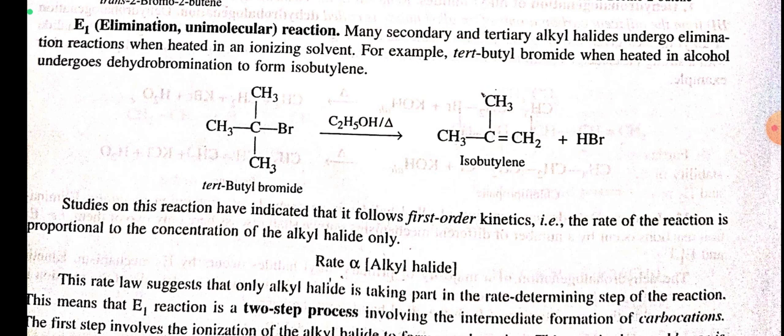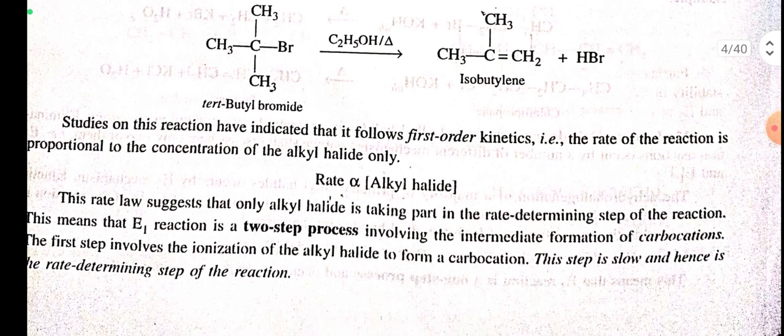E1 elimination, unimolecular reaction. Many secondary and tertiary alkyl halides undergo elimination reaction when heated in an ionizing solvent. For example, tert-butyl bromide, when heated in alcohol, undergoes dehydrobromination to form isobutylene. Tert-butyl bromide reacts with C2H5OH to give isobutylene plus HBr.